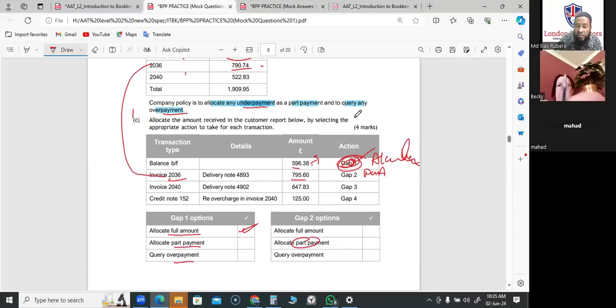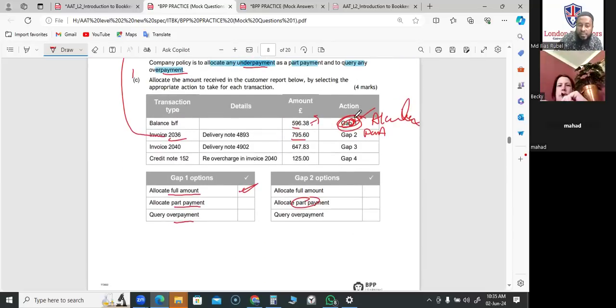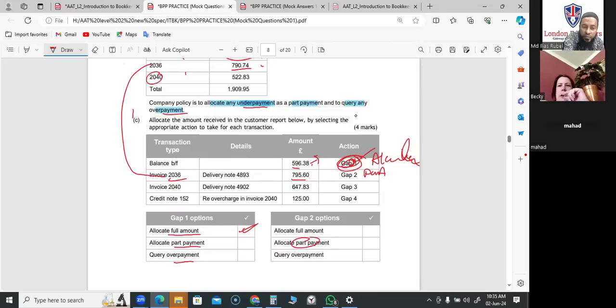And the other one, invoice number 2040, 522, sorry, hold on. 522 and there's overcharging on the invoice.